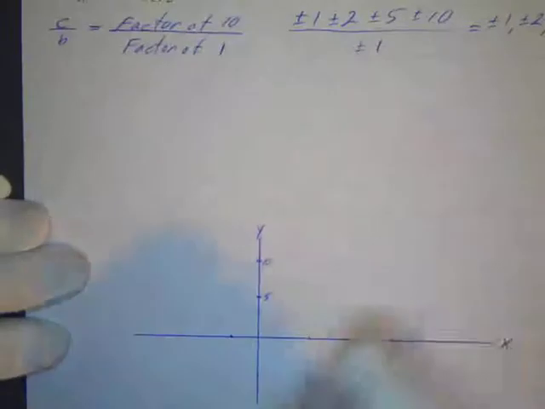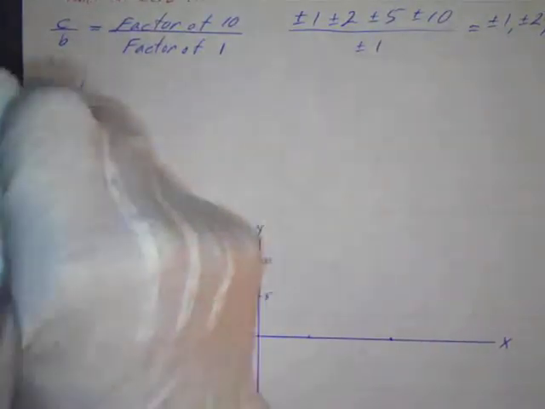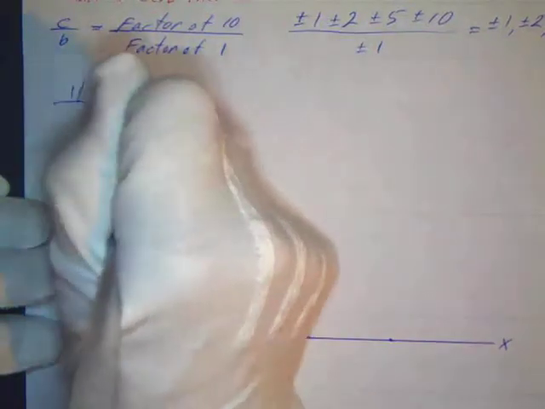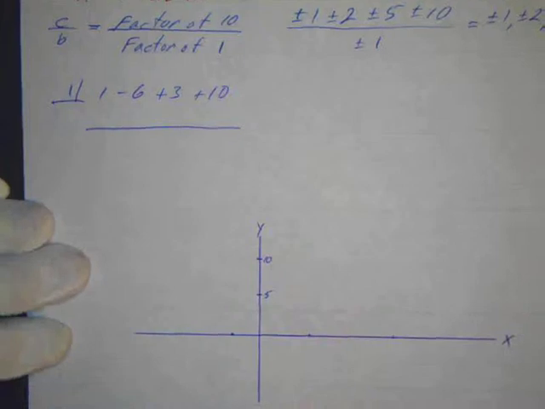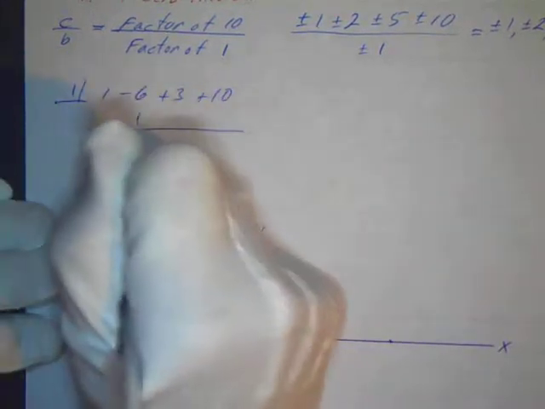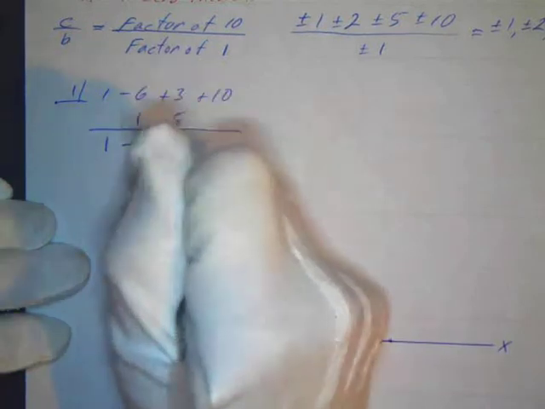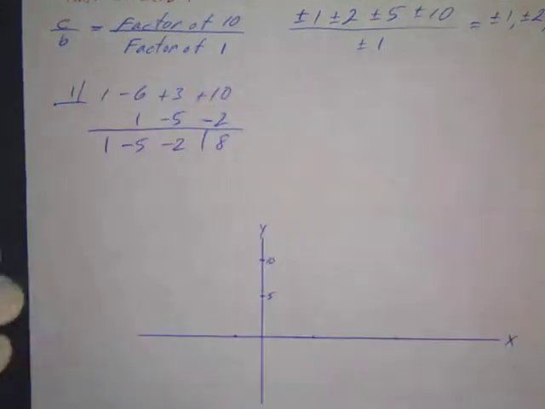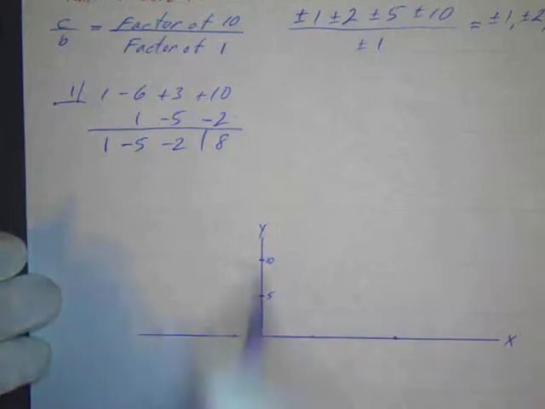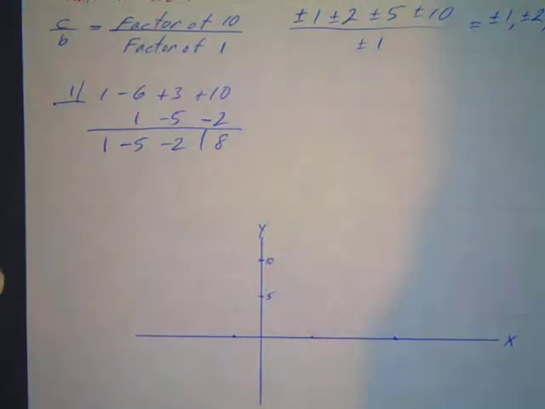We'll do synthetic division. That's going to be a lot easier than long division. And my coefficients are 1, negative 6, negative 6, plus 3, and 10. And then we draw our line down here and see what we got. So we bring down our 1. 1 times 1 is 1. Negative 6 plus 1 is negative 5. Negative 5 times 1 is negative 5, that's going to be negative 2. And 1 times negative 2 is negative 2. And that's going to give me 8. So I got a remainder of 8, so 1 is not a 0 because I have a remainder. Okay? Let's try another one.